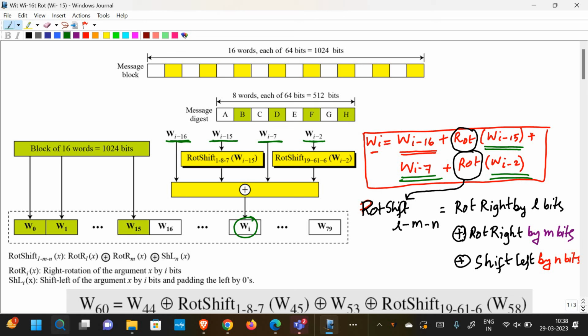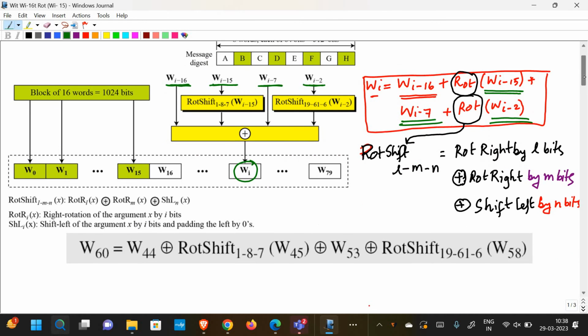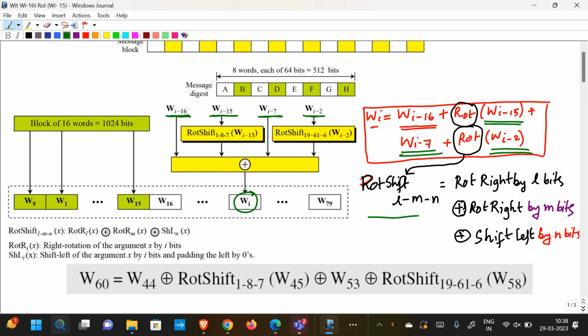And to make it even more complex for you, from what I can feel from the faces, this rot function is generated by something like this. See for yourself. Rot shift by L bits. Can you see here? Rot shift 1, 8, 7. It's mentioned over there. Here it's mentioned rot of 1, 8, 7. I don't know whether you are able to visualize it.